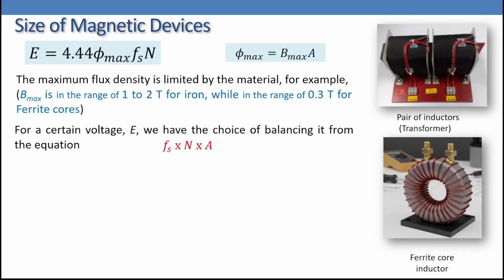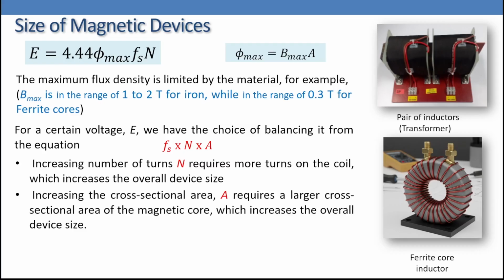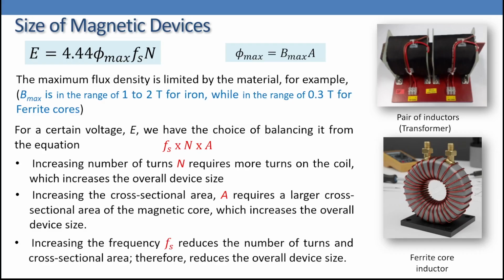So from this equation, if we like to increase the voltage, let's increase the number of turns. Increasing the number of turns requires more turns on the coil, which increases the overall device size. So let's increase the area. Increasing the cross-section area requires a larger cross-section area of the magnetic core, which increases the overall device size. So let's increase the frequency. Increasing the frequency reduces the number of turns and the cross-section area, therefore reduces the overall device size, which is fantastic. So let's increase the frequency without limit. Can we do that one?